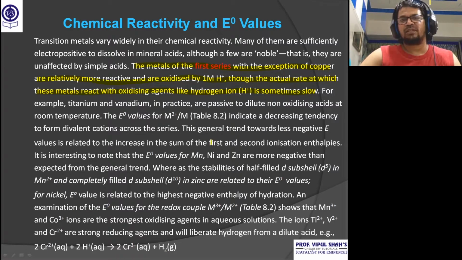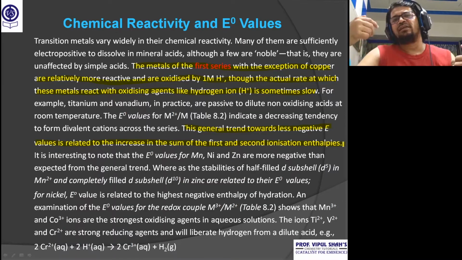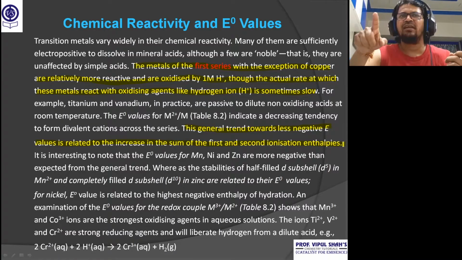So look at this part. This point is important. See on the slide, please. This general trend towards less negative E value is related to the increase in the sum of the first and the second I values. So moving from left to right, we see the negative value goes on becoming lesser. The reason is the summation of the first and second I.